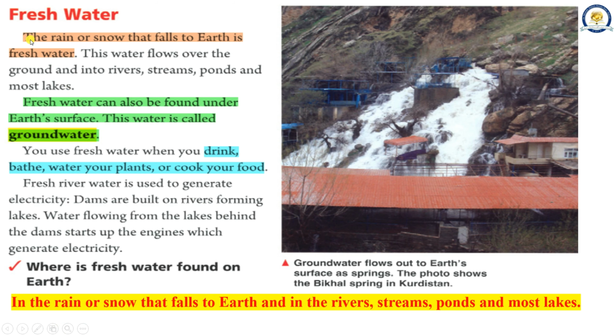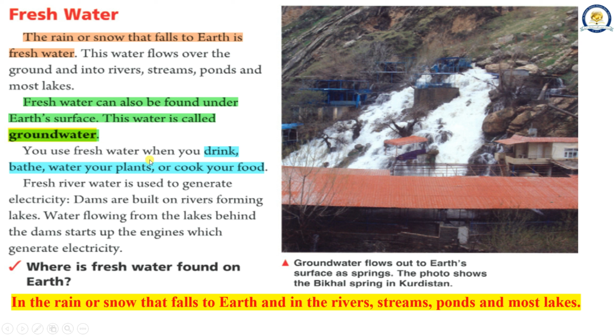Fresh water. The rain or snow that falls to Earth is fresh water. This water flows over the ground and into rivers, streams, ponds, and most lakes. Fresh water can also be found under Earth's surface. This water is called groundwater.